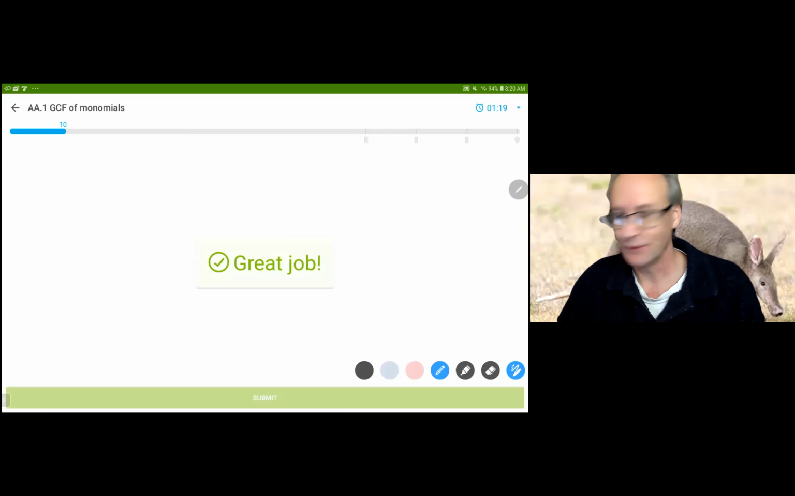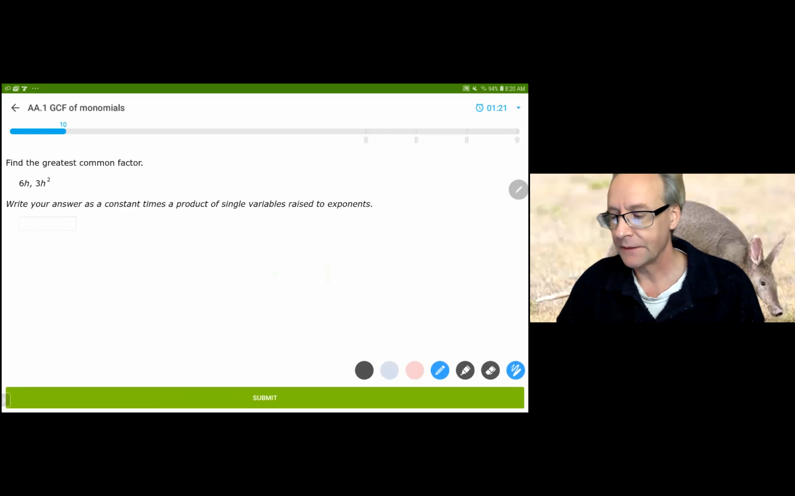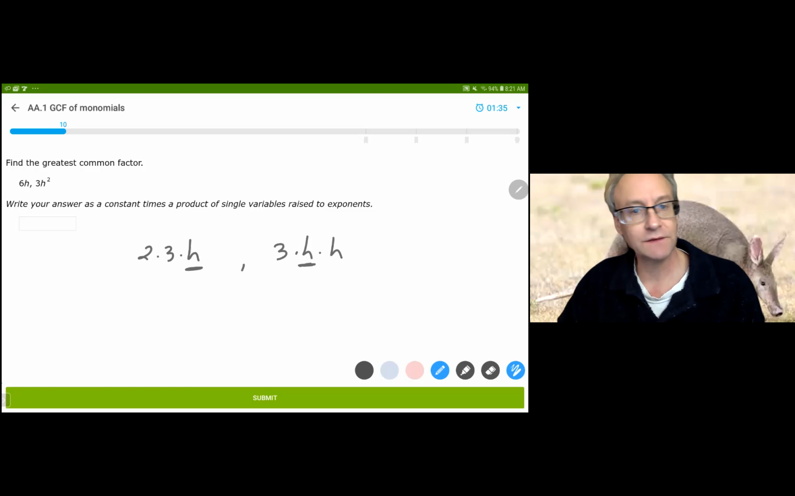Let's take a look and see what the next one says. Now this one is going to be 2 times 3 times h, and the 3h squared is 3 times h times h. And notice that this one only has one h, but this one has 2 being multiplied together. But the common thing is that they both have 1 h and they both have a 3. So the common factor is 3h.